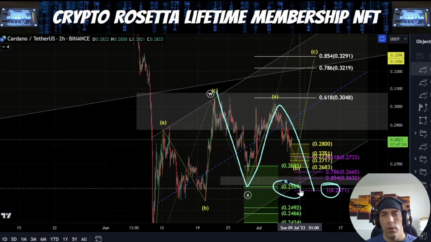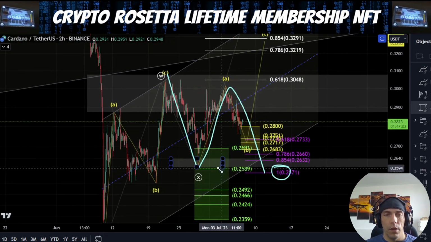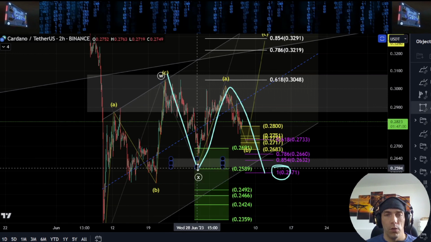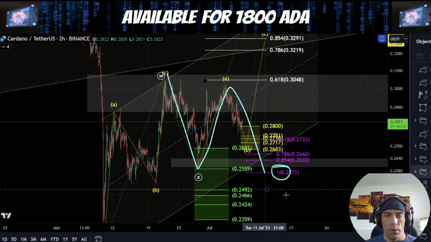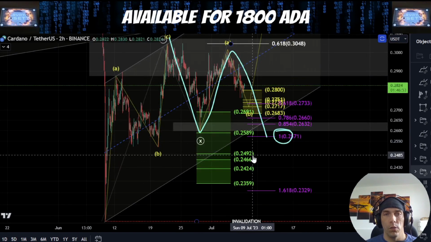So if we do move down into that 25.89 level, that would align with this 50% retracement. It would also look to sweep this low here. And, you know, potentially we could even see price come down into some of these lower levels, and it could still be in an X wave.